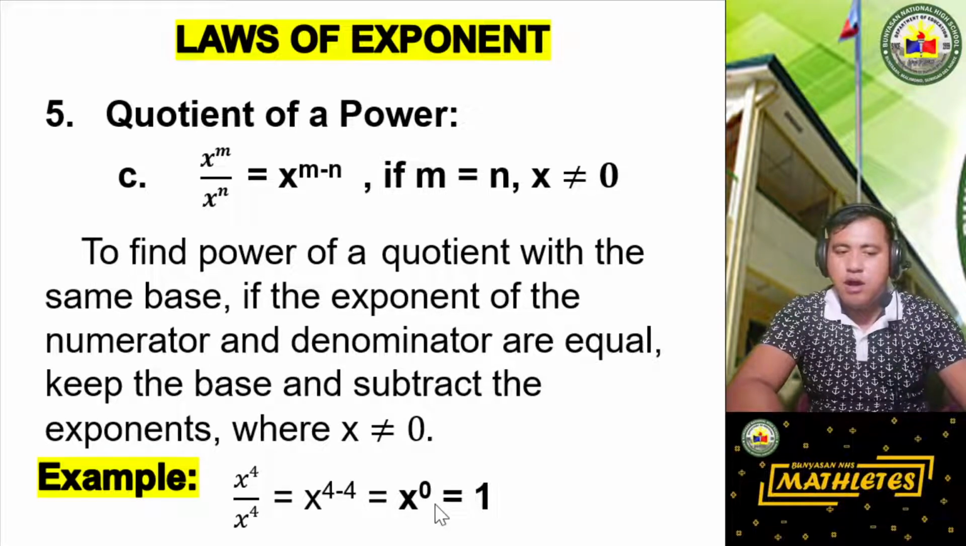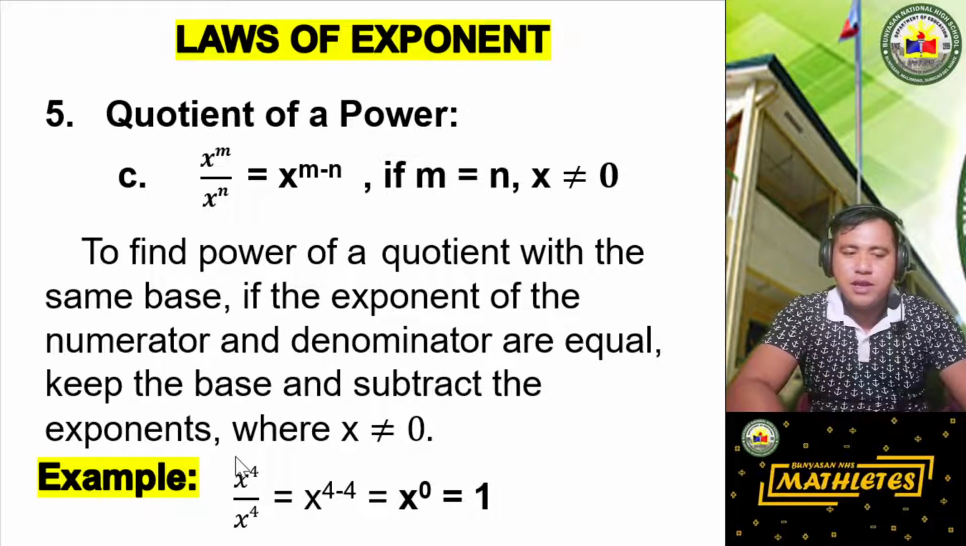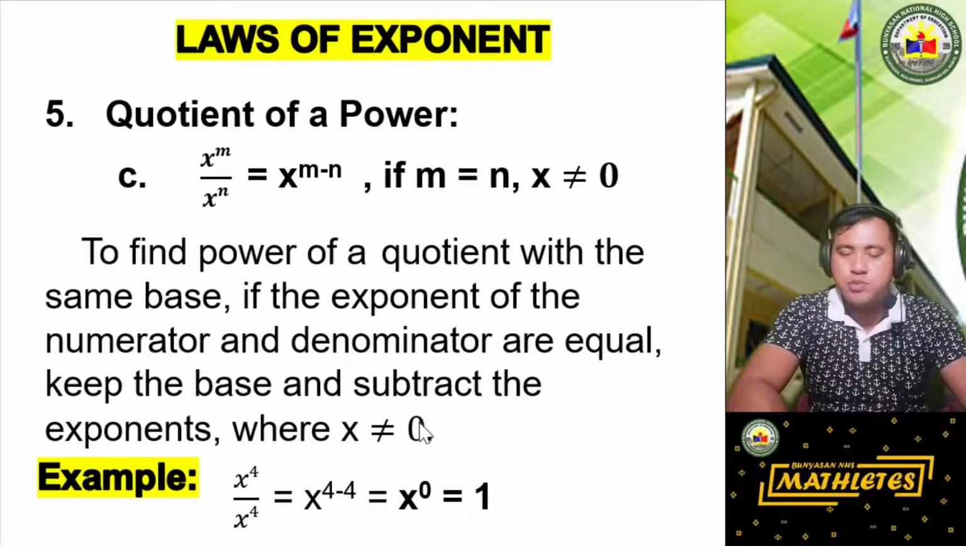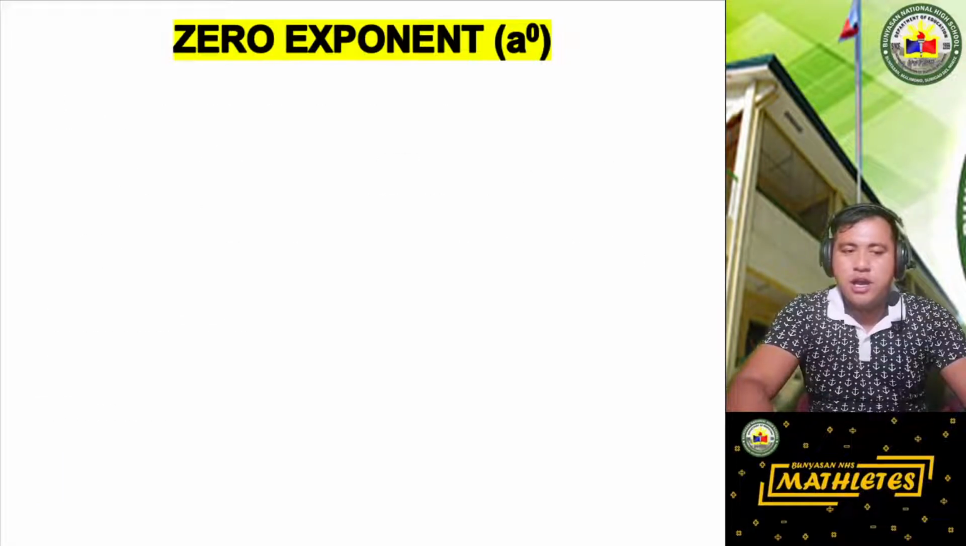Now, how come it is equal to 1? As you observe, if we divide two numbers that have the same value, two equal numbers, the result is 1, correct? So x to the power of 4 divided by x to the power of 4, the result is 1. So x to the power of 0 is equal to 1. Dito nanggaling yung 0 exponent. I'm going to explain that in our next topic.